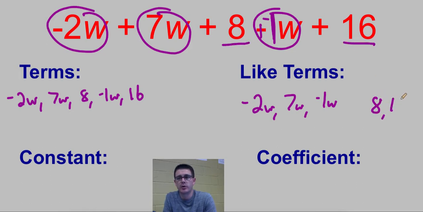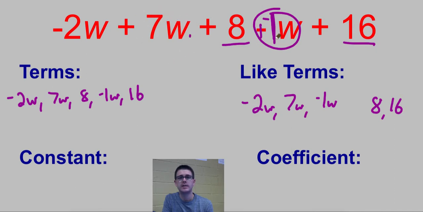Those are going to be a separate group, because they each have the fact that they don't have a variable in common. When you're listing your like terms, every term is going to show up in here somewhere. It just might be in its own little group or kind of separated from other ones depending on what it has in common.